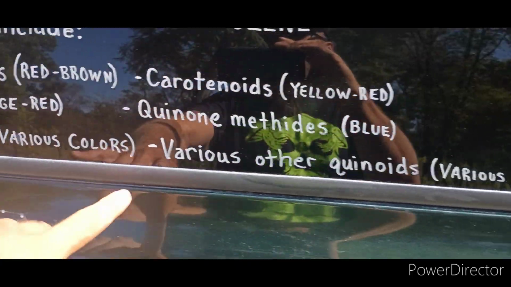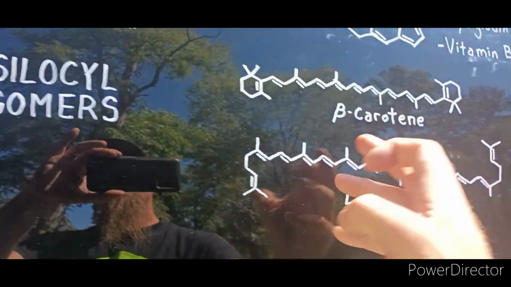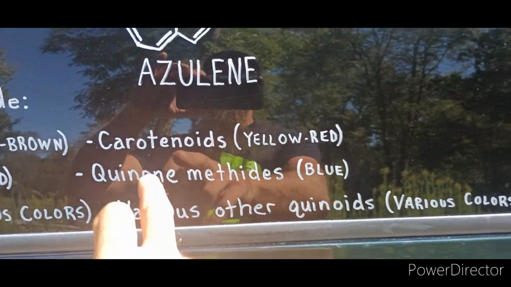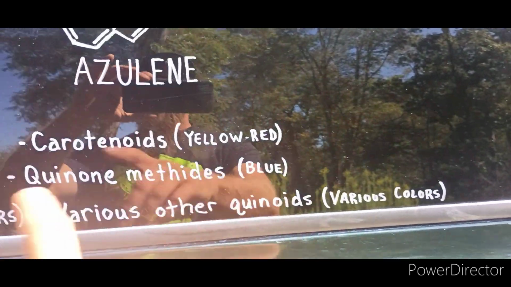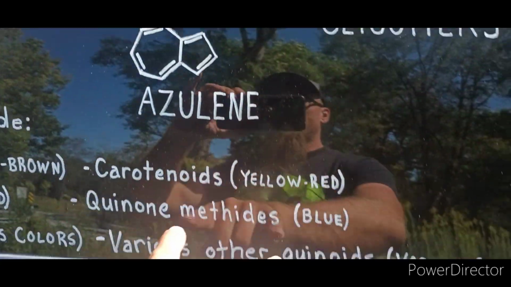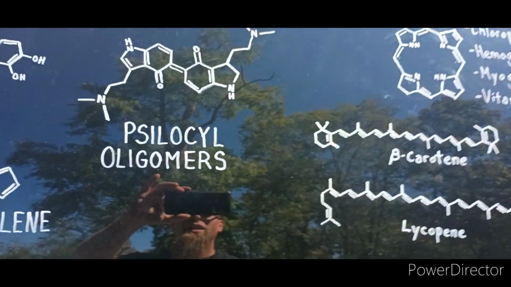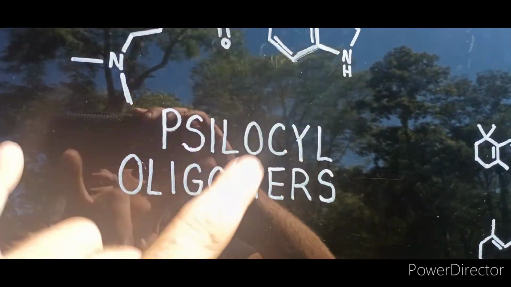Polyketides can come in various colors. Carotenoids, I already mentioned beta-carotene and lycopene, which can be found in certain fungal species. They're going to be red, orange, yellow. Quinone methides, I think I just mentioned that, is going to be blue. Your azulene derivatives are going to be quinone methides. This psilosyl oligomer, I can't even say the word. Oligomer, there we go. Psilosyl oligomers.